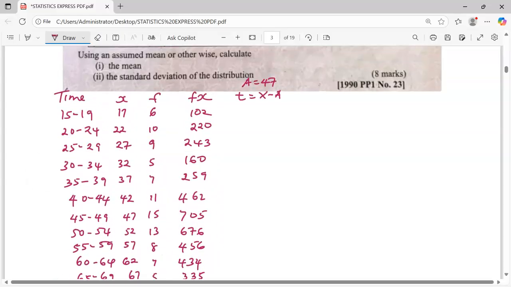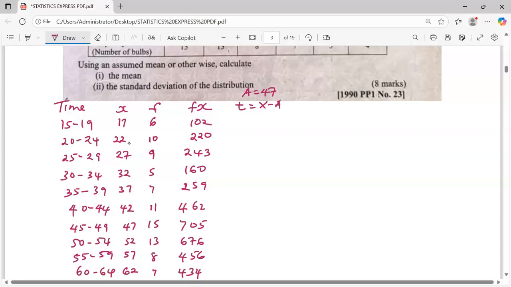And for us now to get the standard deviation, we need to get the values of t by taking the midpoint minus the assumed mean. The midpoint is 17 minus 47, you get negative 30. Then 22 minus 47, you get negative 25. Then 27 minus 47, you get negative 20. Next, you get negative 15. Next, you get negative 10. Next, you get negative 5.